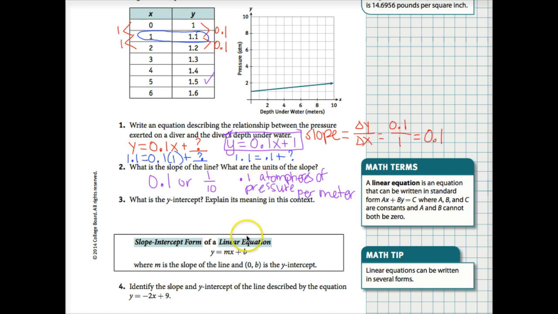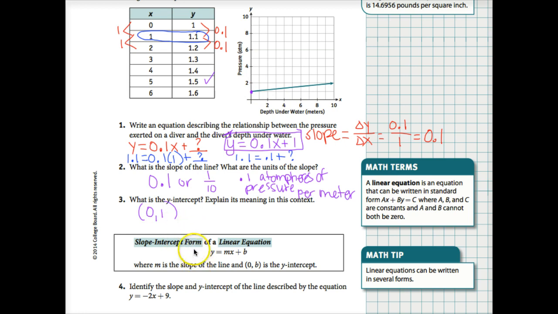And so that would be the units. Number 3, what is the y-intercept? Remember that the y-intercept is the place where it crosses the y-axis. So if I look here, it hits the y-axis right there, which we're counting by ones on that axis. So we would say the y-intercept is at (0, 1).